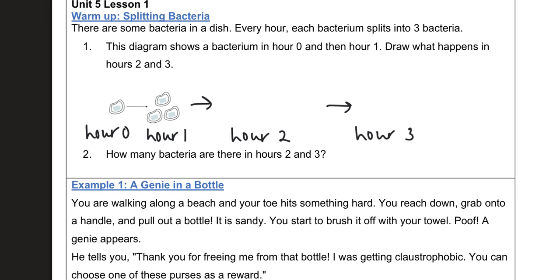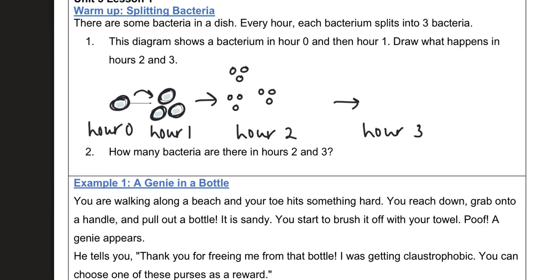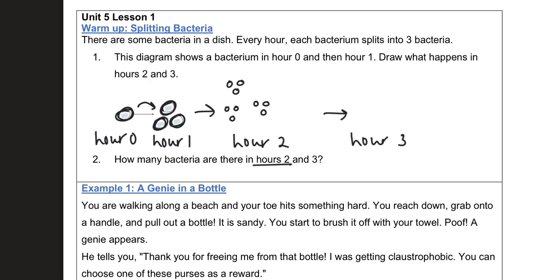So you can see we have 1 bacterium at the start, and that 1 turns into 3. So for our next picture, this 1 bacterium is going to split into 3. This one is also going to split into 3, and this one is also going to split into 3. Okay? So now we have 9. So how many are there in hour 2? We have 9.